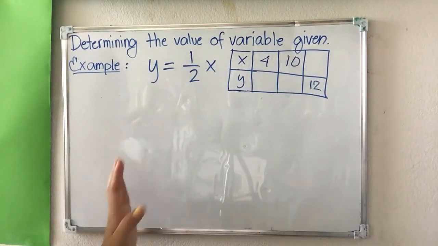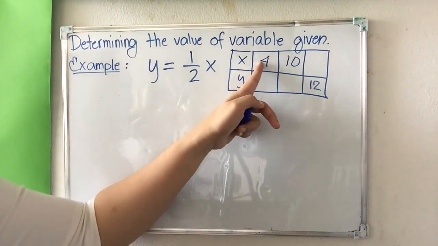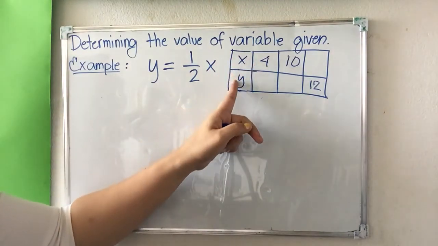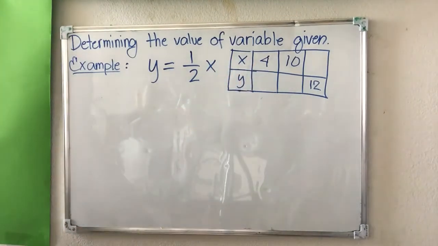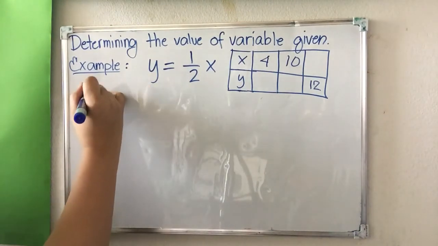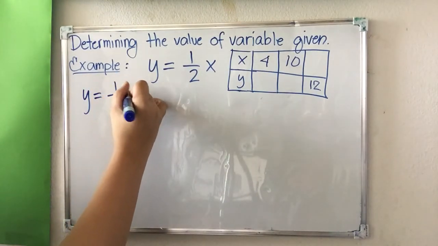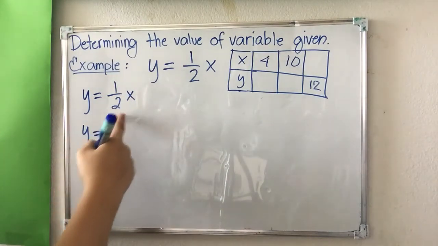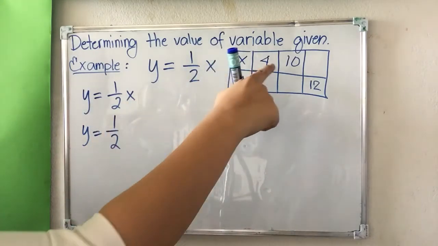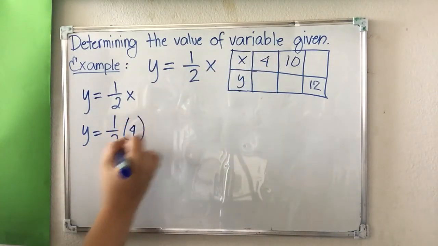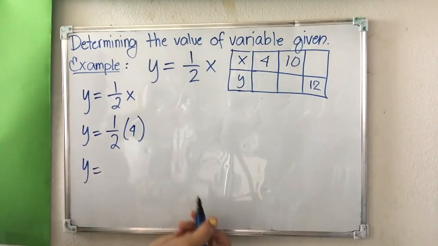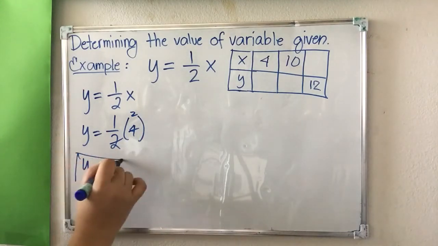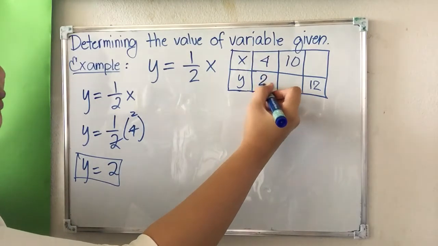Okay, so let's solve that one here. First, if x is equal to 4, let's find the value of our y using this equation. We have y is equal to 1/2 x. What is the value of our x? 4. So y is equal to 1/2 times 4. Of course, you can do the cancellation method. We have 2. So y here is equal to 2.